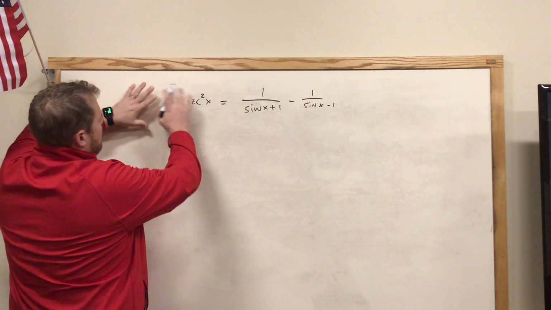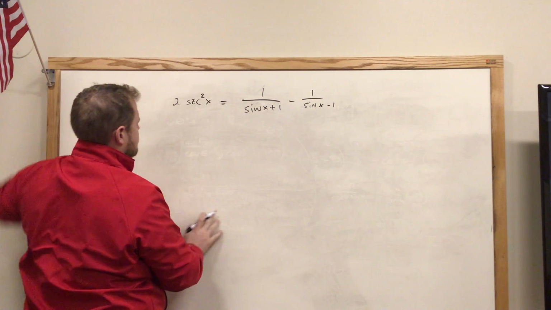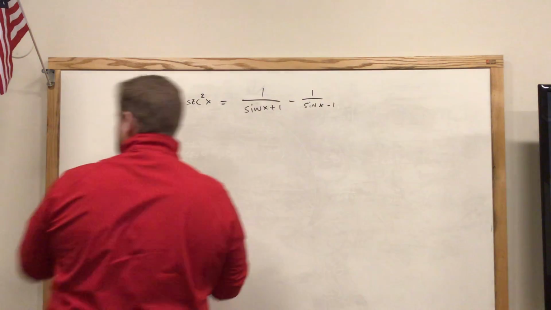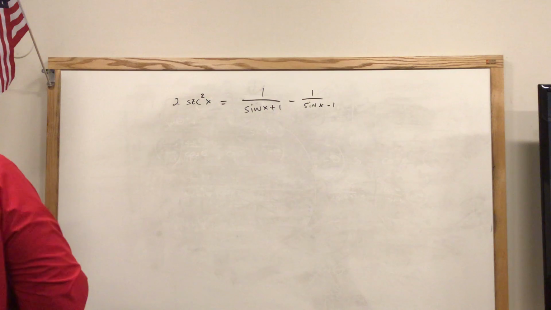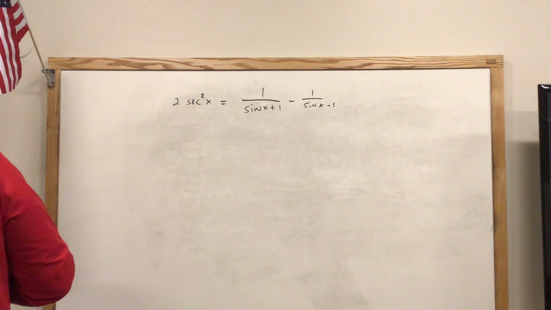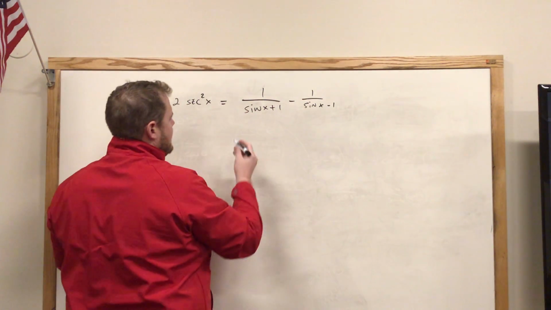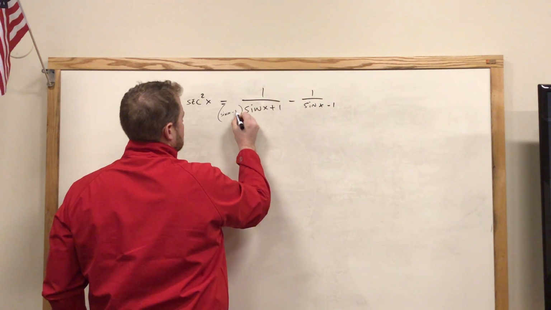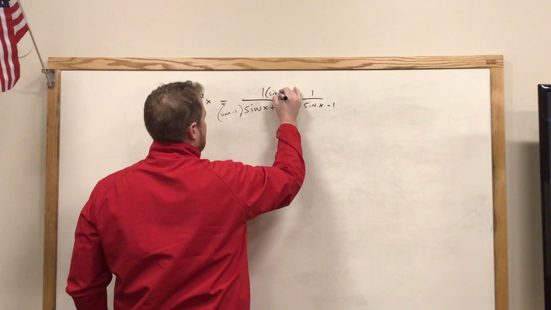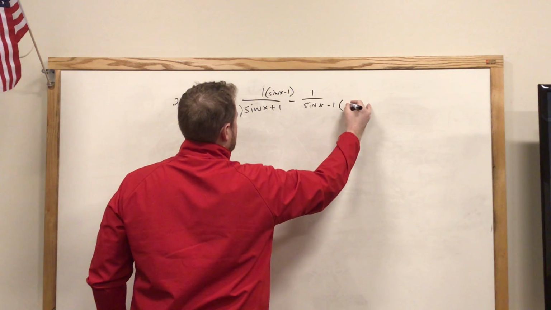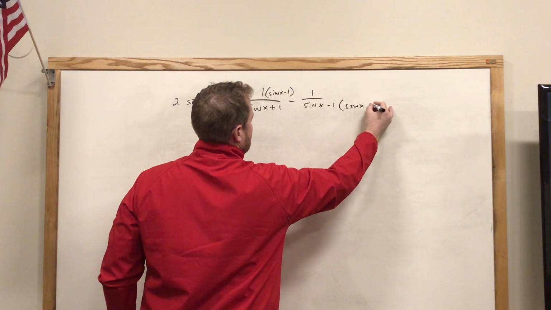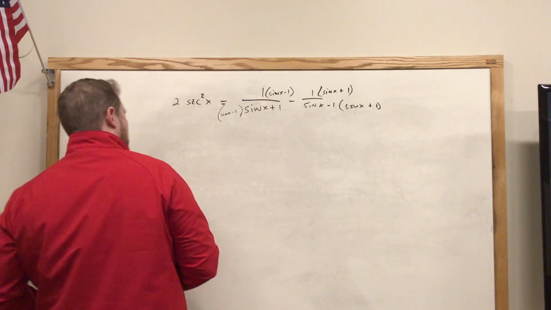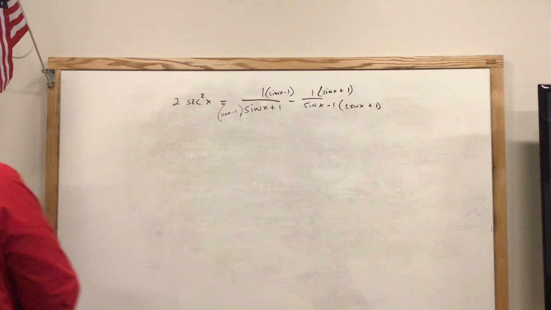This is the more non-broken-down side, so leave it that way. We're going to work with this side and try to get it to equal this side, all right? So, first step, how do I get these two to be on the same side? I have to get a common denominator, right? So multiply by sine x minus 1, and this is going to be sine x plus 1, and this is sine x plus 1. So now I can combine them and put them over the same thing.